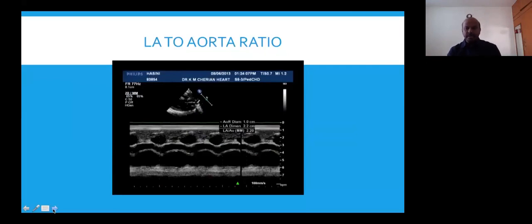LA to aortic ratio is again an important factor, which can give an estimate of the magnitude of the ductal shunt. This is the M mode, which has been dropped across the aorta and the left atrium in a long axis view of echocardiography of the heart. So you have the aorta, and this is the left atrium, and as you can see, this is fairly dilated, and the LA to aortic ratio here is 2.2. Anything more than 1.6 is considered significant.